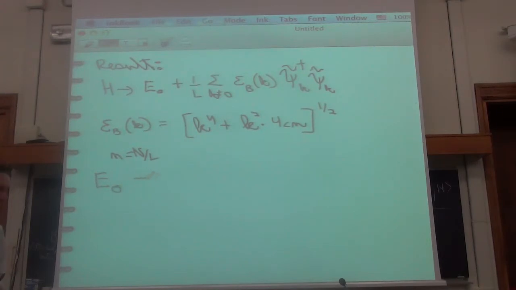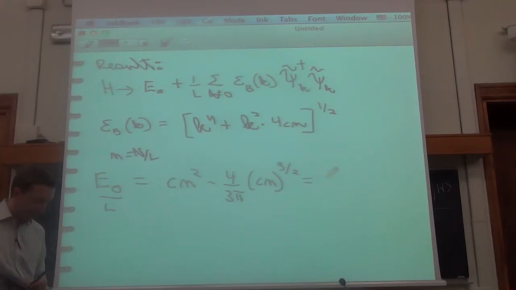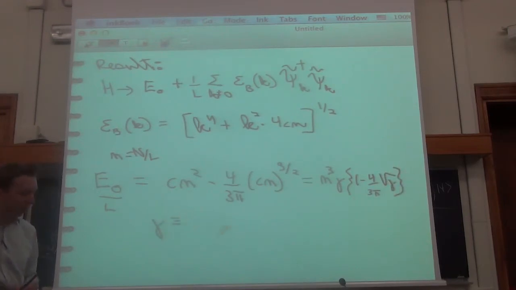Now, what you obtain as well is that the E0 you can calculate within this approximation. This E0 takes the following form. If you just calculate the energy density, you get c times n squared minus some constant 4 over 3 pi times c to the 1/2 times density to the 3/2. This is often written in the following way: n cubed gamma times (1 minus 4 over 3 pi square root gamma), where gamma is by definition c divided by density. It's a reduced interaction parameter.